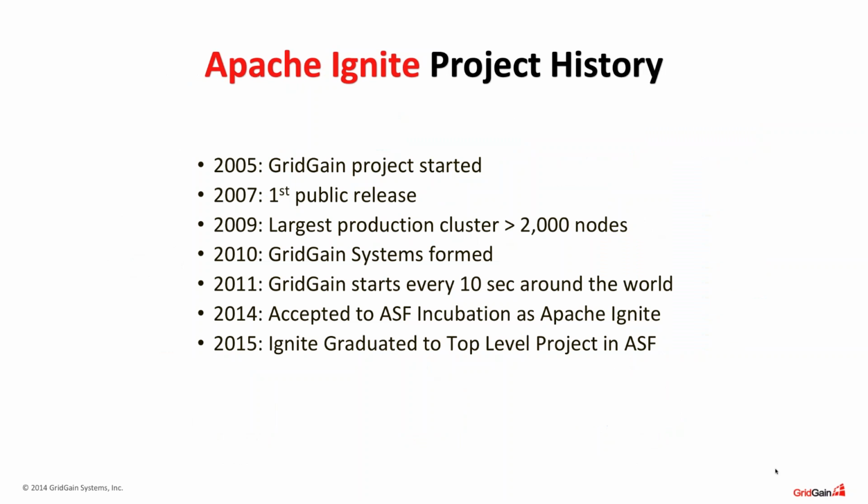Just a quick history about the project. I think maybe some of you have heard about the GridGain project, and essentially GridGain was a kind of precursor to Apache Ignite. The GridGain project was started by me and my co-founder about 10 years ago, in 2005. In 2007, we had the first public release, and from that point on, the project grew and grew, and a couple of years later, we had a pretty large production installation with over 2,000 physical nodes.